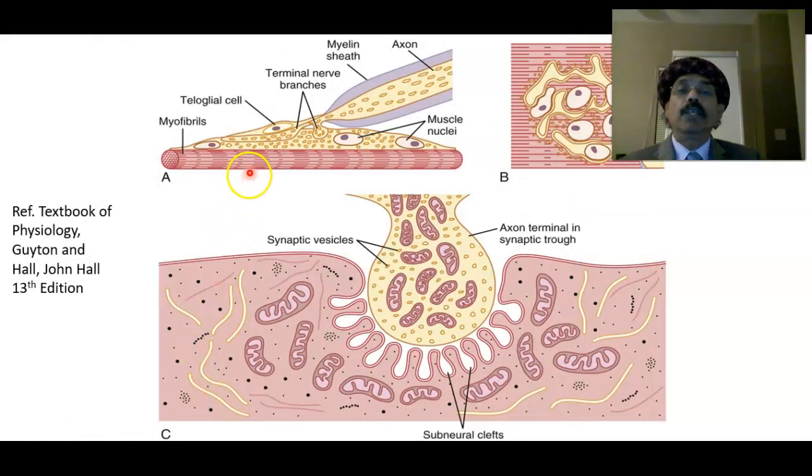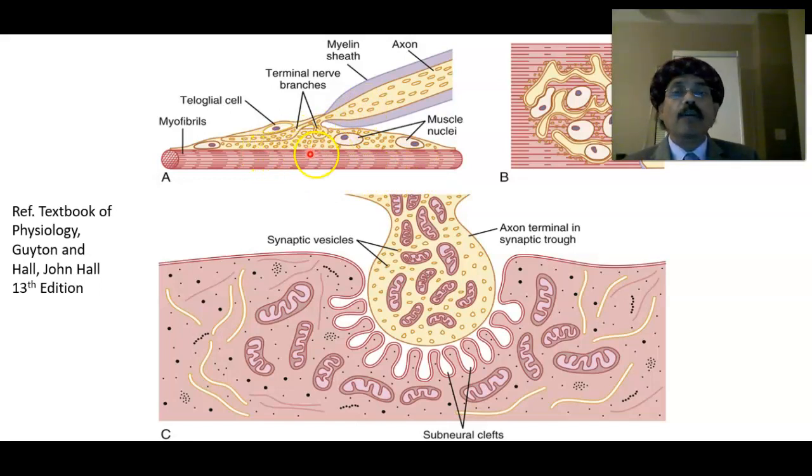Okay, so here this is the axon, with the myelin sheath that is produced by the Schwann cell. This is the axon terminal. The Schwann cell is present here, but the Schwann cell doesn't make myelin at the terminal part. This is the myofibril present here, and this is where the neuron and muscle begin.